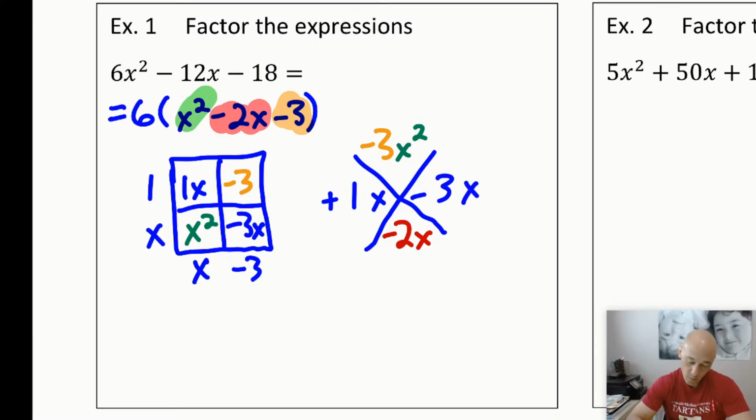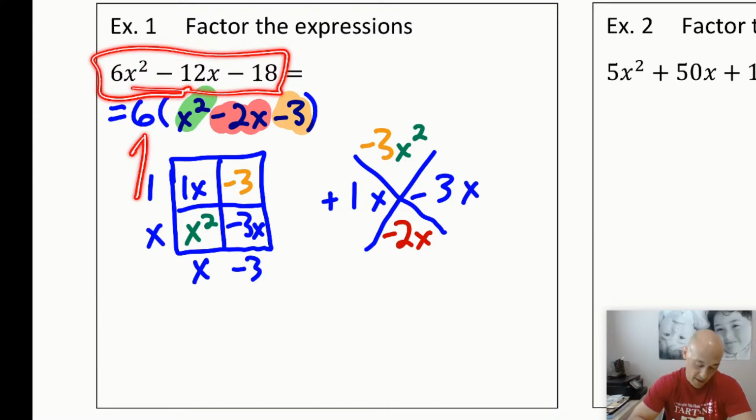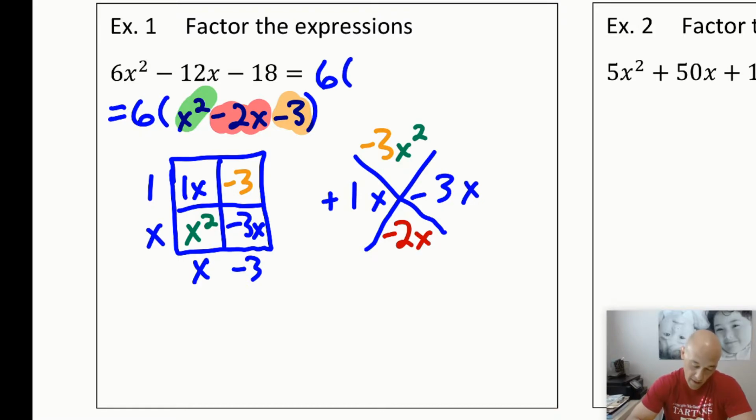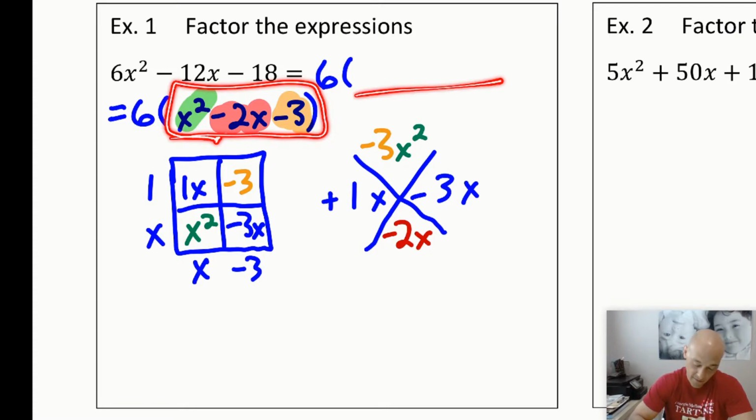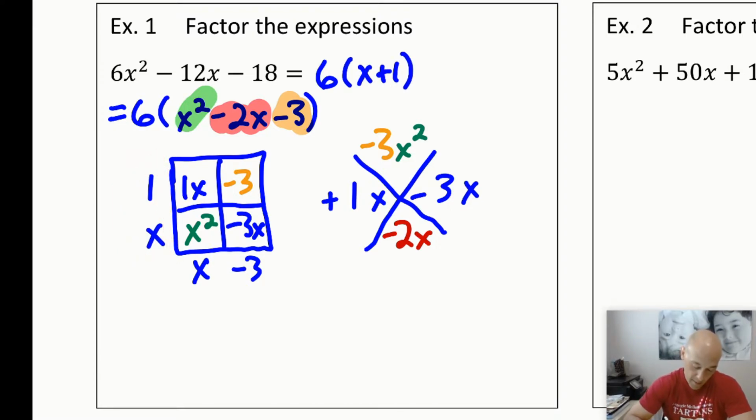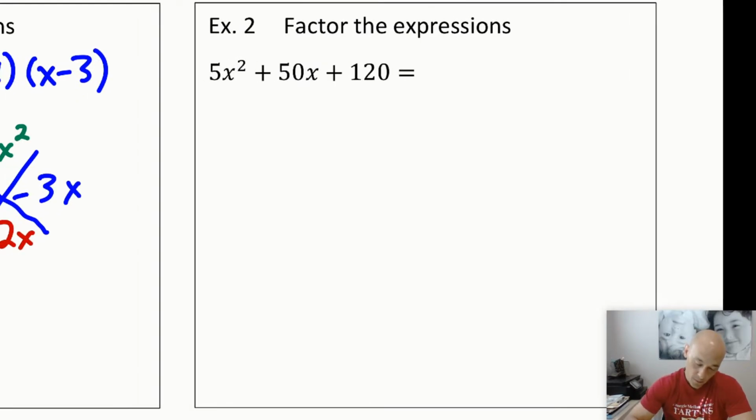So now we can rewrite our original expression, but it's important to remember that we factored this 6 out. So when we rewrite it, we need to put that there. And now this is what we're going to rewrite in factored form. And it's going to be 6 times the quantity x plus 1 times the quantity x minus 3. And that's example 1. Example 2.